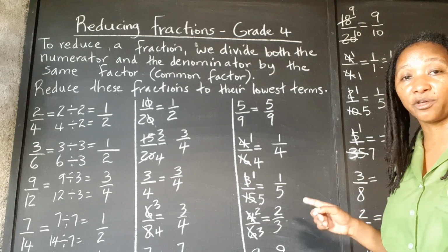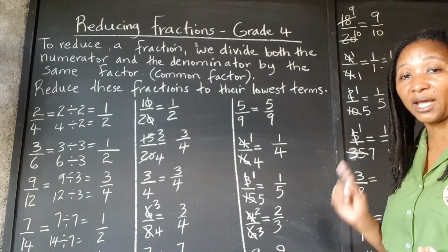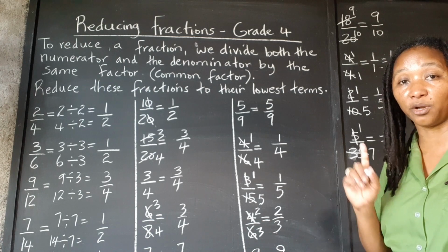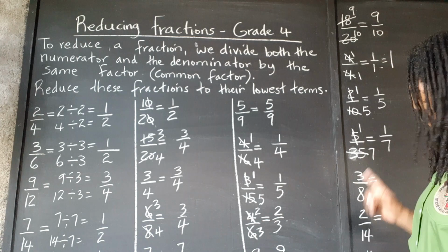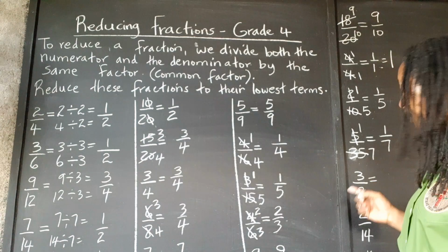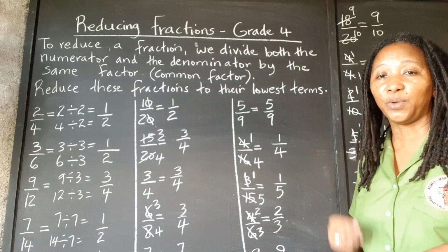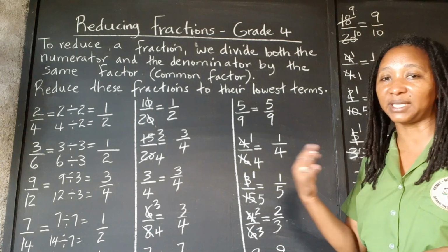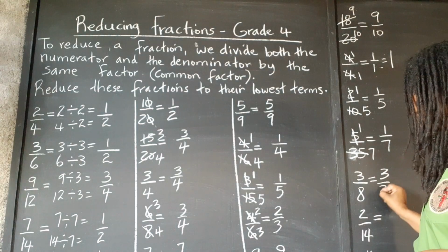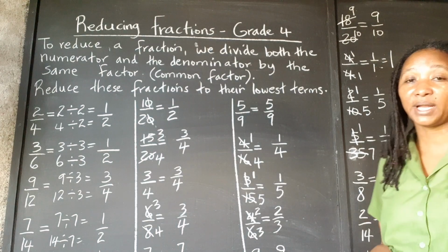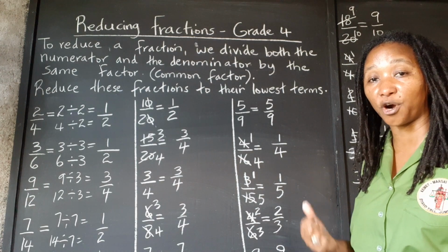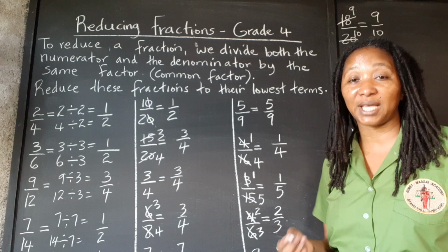3/8. What about 3/8? Is there any number that can go into 3 that can also go into 8? Well, only number 1. There's no other number that can divide equally into 3 and equally into 8 except for number 1. And we know that if we divide by 1, we're going to get the same fraction. So we're just going to go right back and put 3/8 to show that we understand this fraction is already in its simplest form. It cannot be reduced any further.